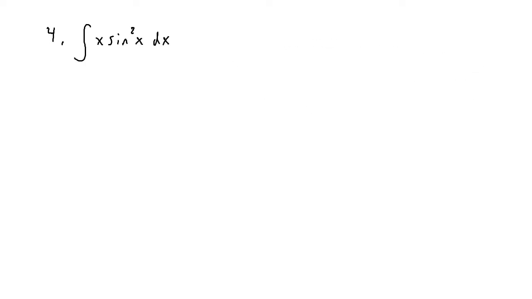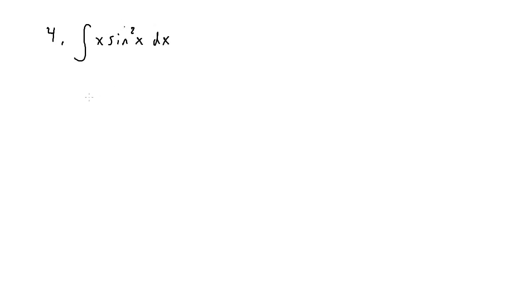So now for number 4, we have the integral of x times sine squared x dx. Now we do have two functions being multiplied to each other, x and sine squared x. So it could be reasonable to use integration by parts, but if you go ahead and pick u as x and dv as sine squared, obviously you can easily derive x, but it's difficult to integrate the dv, which is sine squared of x.